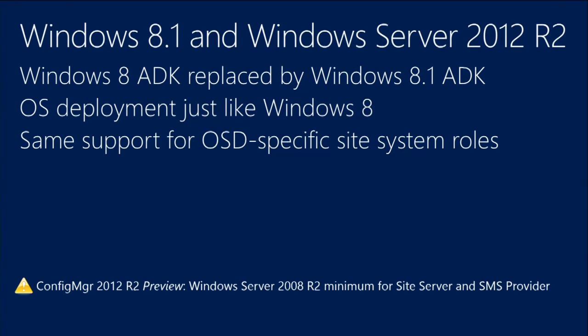Similarly, if you're deploying Windows 7, deploying Windows 8 is very much the same. And it's also very much the same with 8.1. There's not a lot of really deep architectural changes in terms of how the OS is deployed. There's some nuances and some subtleties, and we'll talk through some of those. But for the most part, OS deployment here is basically the same. And as was noted on a previous slide, we have the same support for the OSD-specific site roles, the SMP and the DP with PXE. So that holds true.